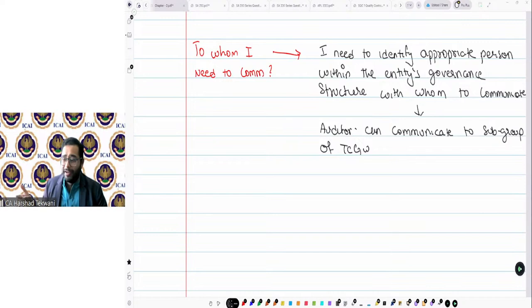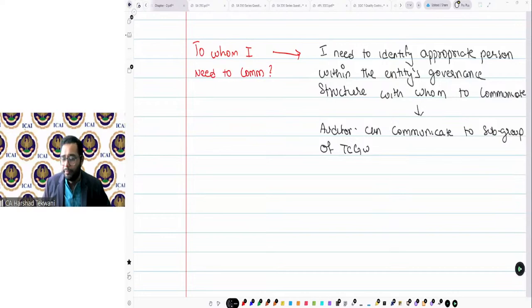Someone has written the answer that, okay, I will not follow SA-260 because that is not applicable. But in that case, when your management and those charged with governance are the same, for example, a small business with a single owner, the matters that are required to be communicated to those charged with governance will be communicated to management, but not to us.